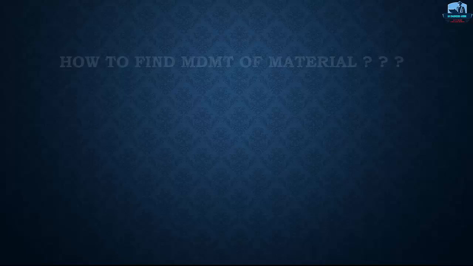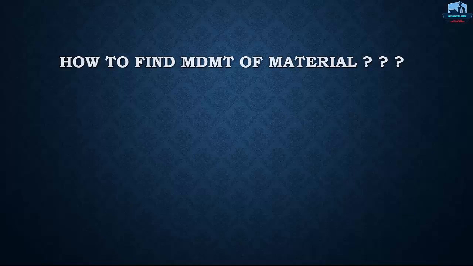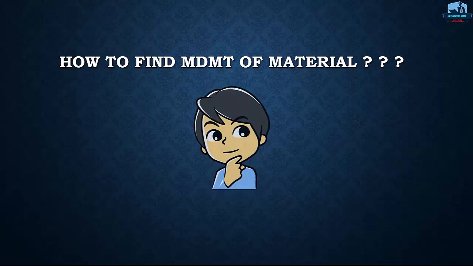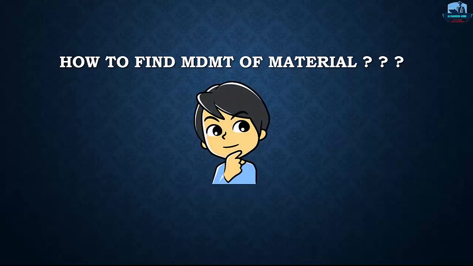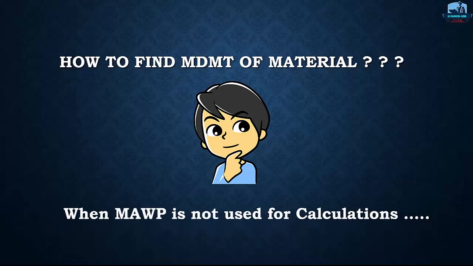So in this session we will learn how to find the MDMT of the material which is to be used for construction of a pressure vessel. As most commonly we use the software to perform our design calculation, I would like to turn off one setting in it, that no MAWP shall be used for MDMT calculation. So it will be easier for you to verify the result with respect to the code. Also, I'd like to recommend you practice the same example on your own to get the proper feel of learning.